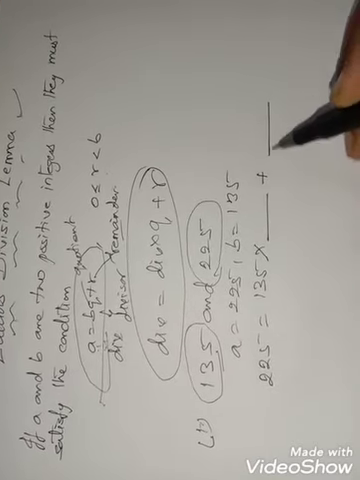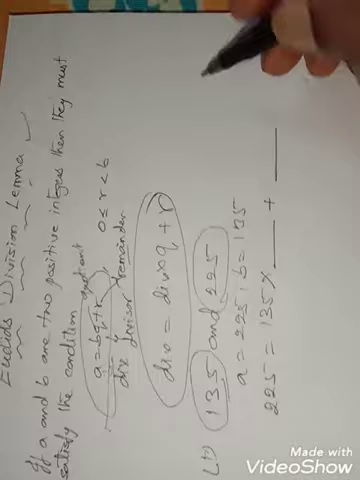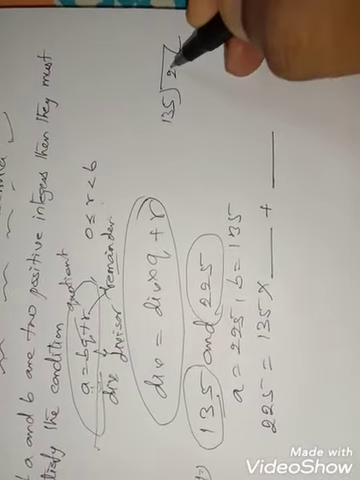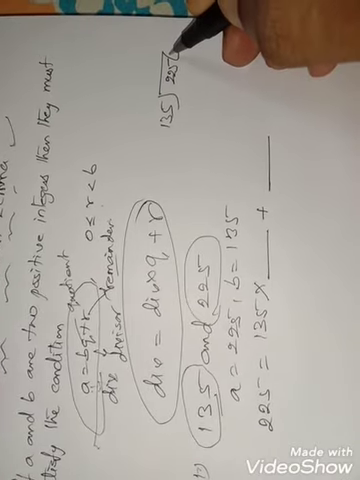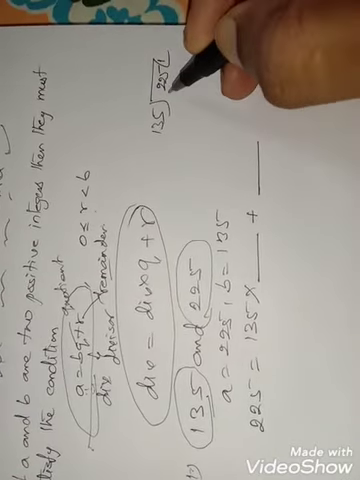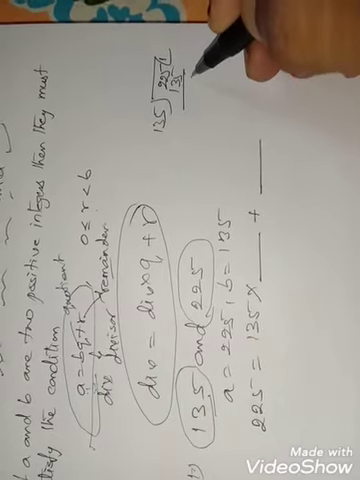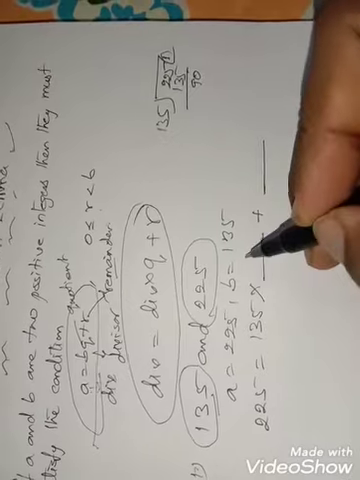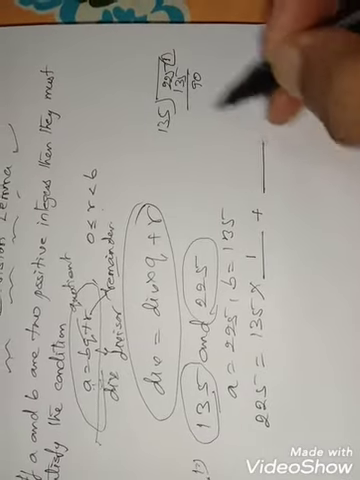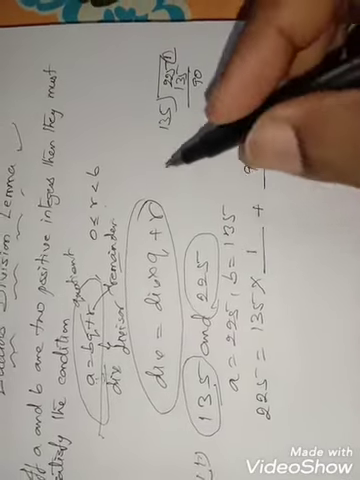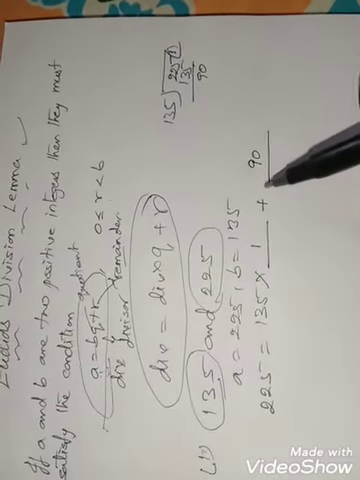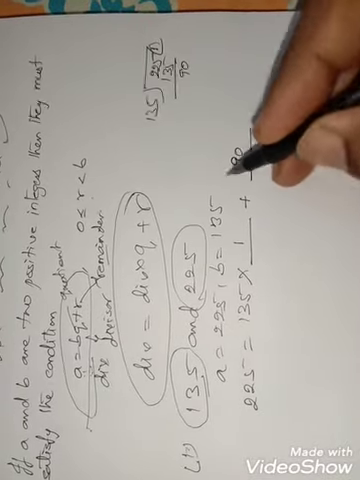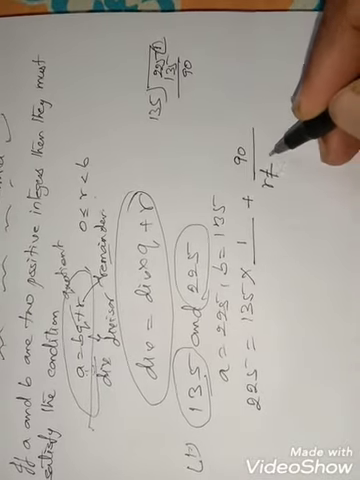To find the quotient and remainder, you have to divide these two values. Now let us divide: 225 divided by 135. If I divide with 1, I will get 135, and the remainder left is 90. So my quotient is 1, and the remainder is 90. To satisfy Euclid's division lemma, the remainder should be equal to 0. Here the remainder is not equal to 0, so r is not equal to 0.